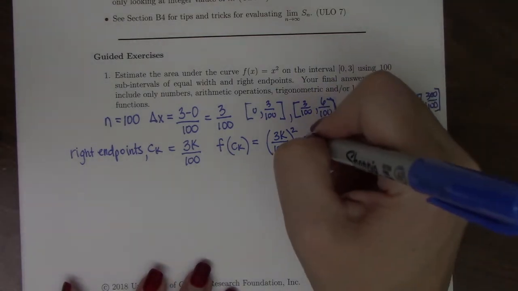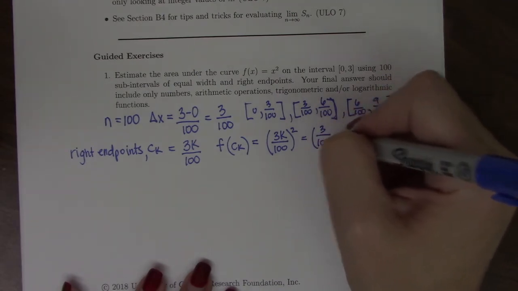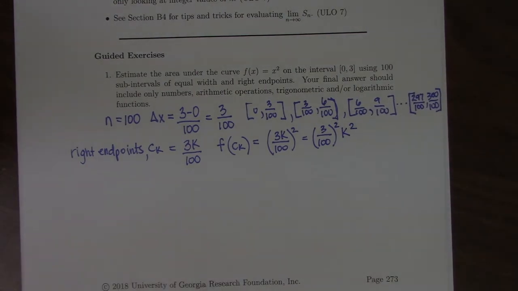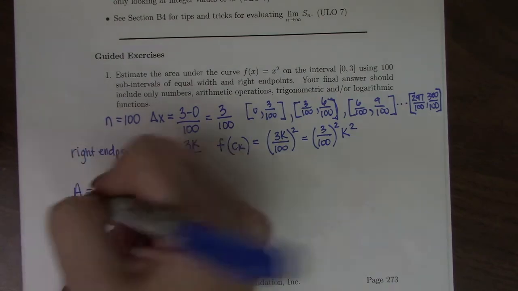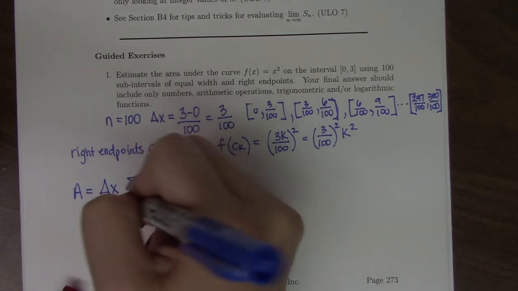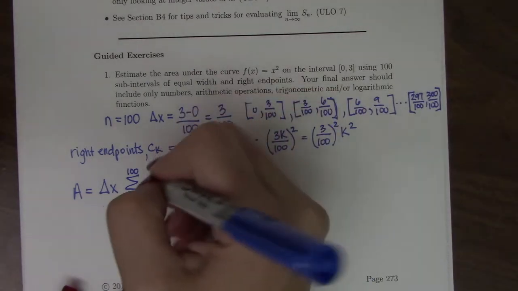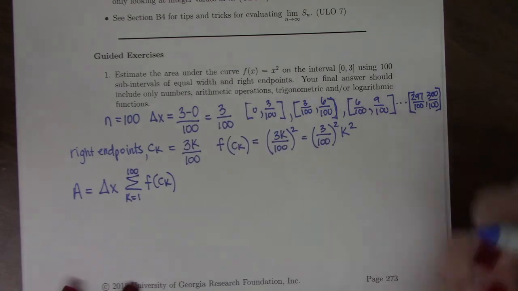So I can simplify this a little bit by saying this is 3 over 100 squared times k squared. So the reason I'm separating the constant from the k is because I know later when I pop it into a sum, I actually have a formula for k squared. So the area is going to be delta x times the sum from k is 1 to 100, because that's our n, of f of c sub k.